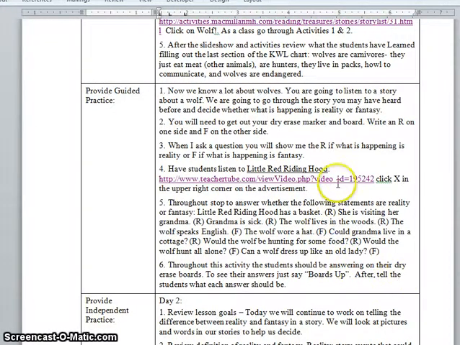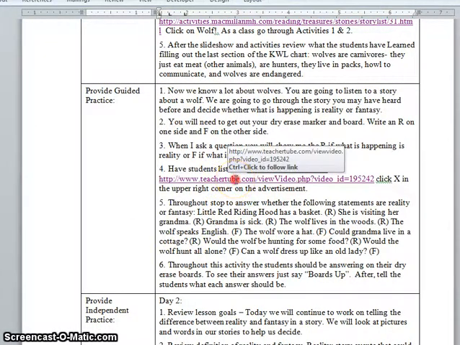I'm going to show you how to get access to this Little Red Riding Hood. Again, I'm accessing the internet and using the smartboard in order to present this information. As I stated earlier, if you would not have a smartboard, you could still go and access a computer lab or just a computer and bring it up on your screen and have the students gather around to listen.